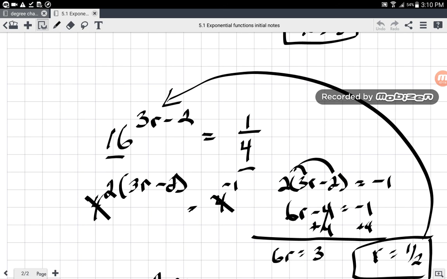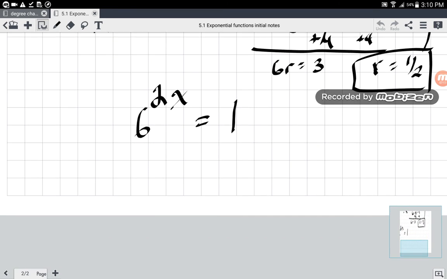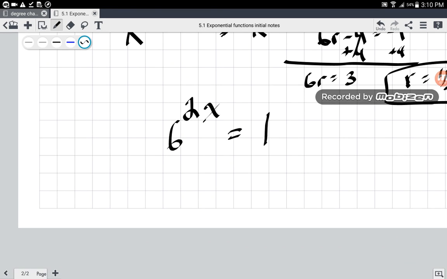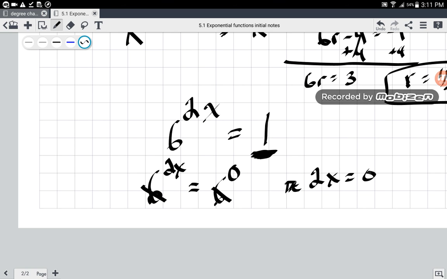Last thing I want to show you, it's not actually a problem, it's just an observation. Whenever you run into something like this where you have a 1, just remember that any base can turn into a 1 by raising it to the 0 power. So what I mean, for this example, if I have 6 to the 2x and I want to write 1 as a power of 6, I can use a 0 exponent because anything to the 0 power equals 1, and that will work for any number. So now I could solve the same way. Divide by 2 and I get x equals 0.